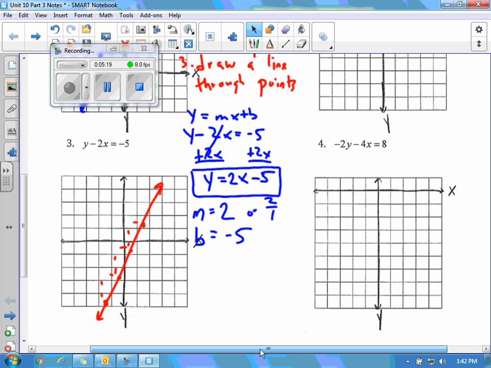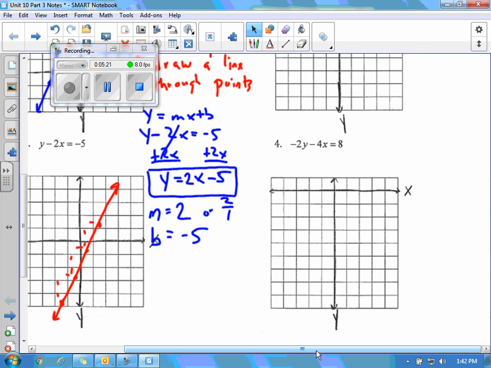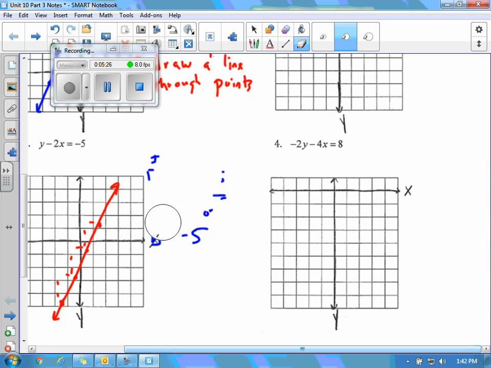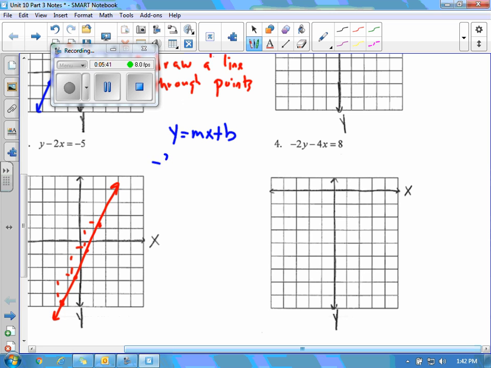Alright, let's look at the last one. Okay, I'm going to erase some stuff so I can have some room. Okay, first thing I need to look and see is, am I in y equals mx plus b form? If you look at 4, I'm not in y equals mx plus b form, so I'm going to rewrite it. Negative 2y minus 4x equals 8, and then I need to move some stuff around to get it in the proper form. First thing I'm going to do is add 4x to both sides.